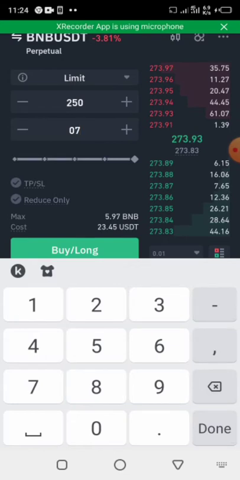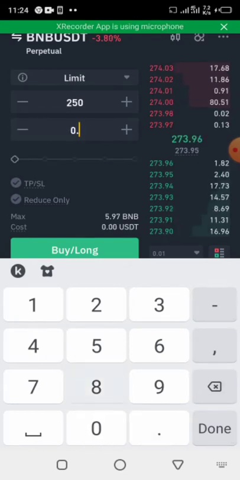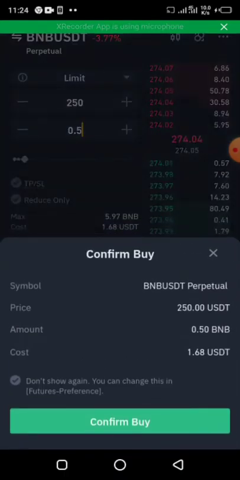0.7, 0.8. That's too much. 0.7, 0.6. Okay, let me use 0.5. So I'm buying 0.5 BNB now, and now I click on buy. If you look at it there, you can see BNB USDT perpetual trading.